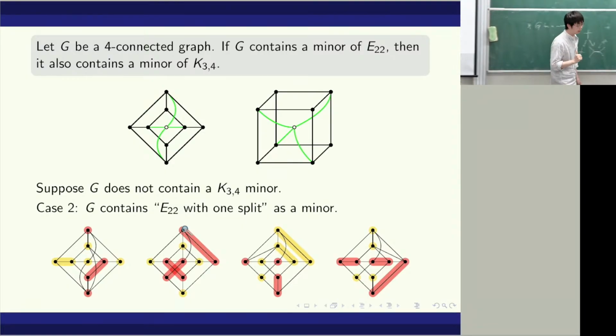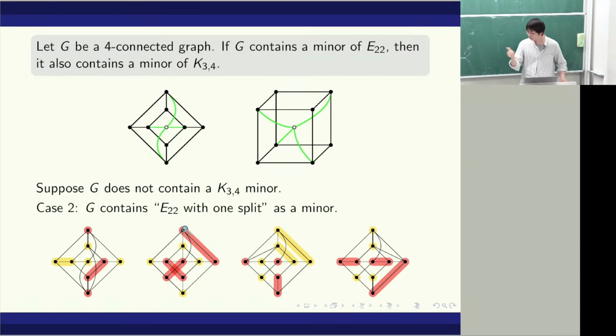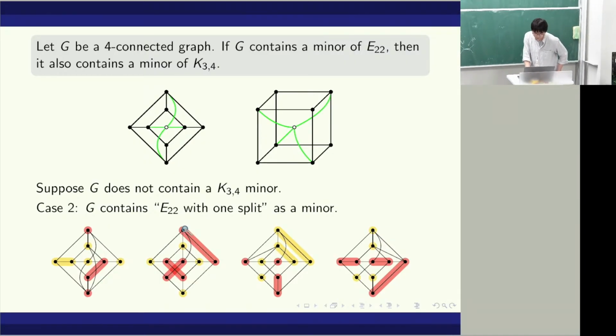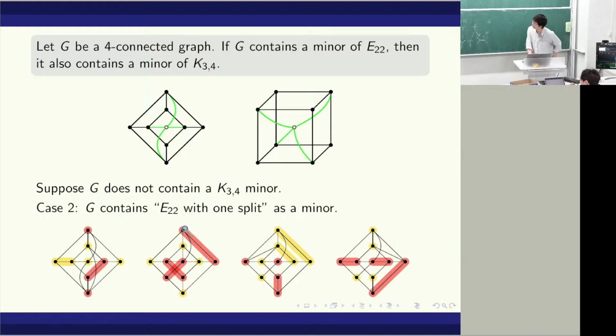And we can see that they are all the possibilities, and every possibility uses a minor of K34. Therefore, case 2 is also done.